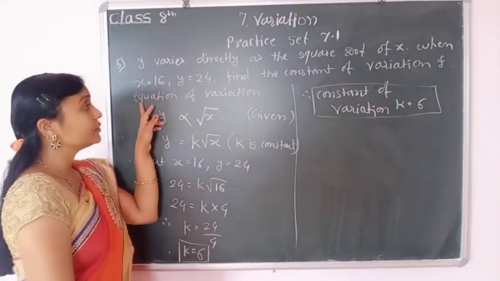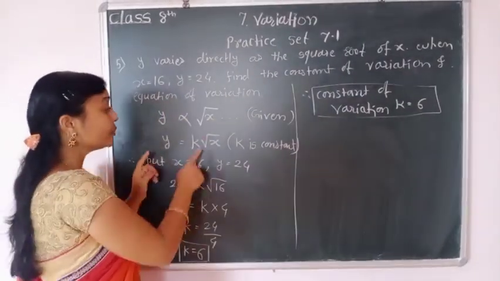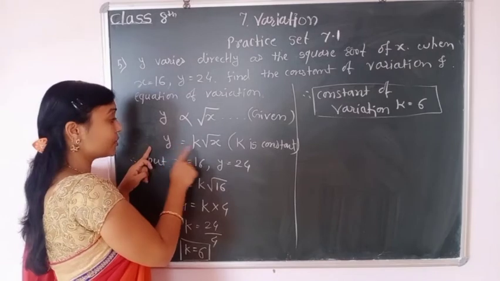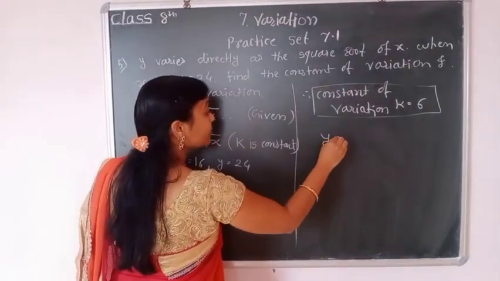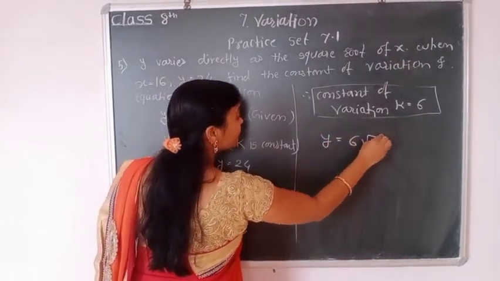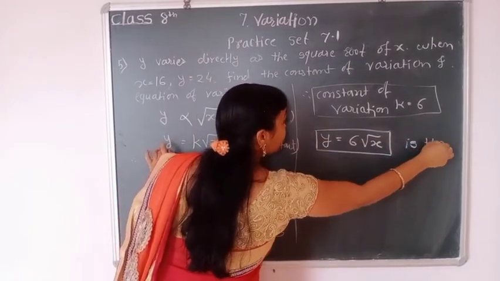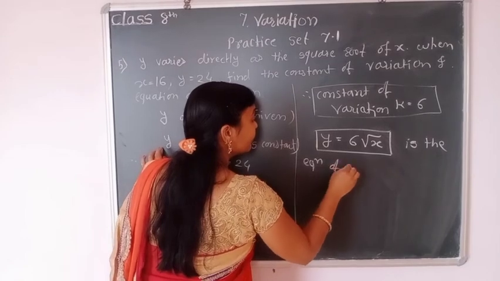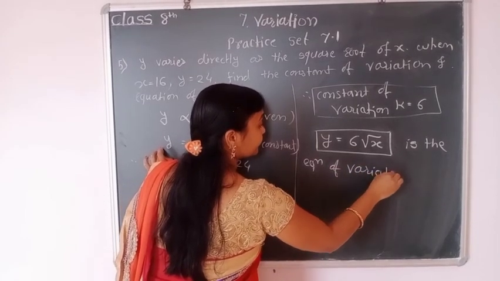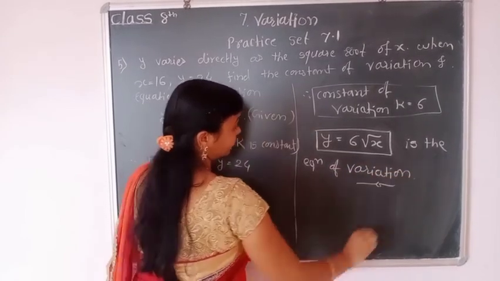Now we have to find out the equation of variation. So put the value of k in the equation of variation. Y is equal to 6 root x. This is the equation of variation. Understand?